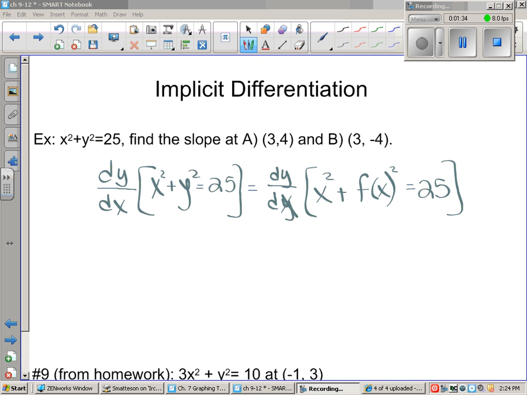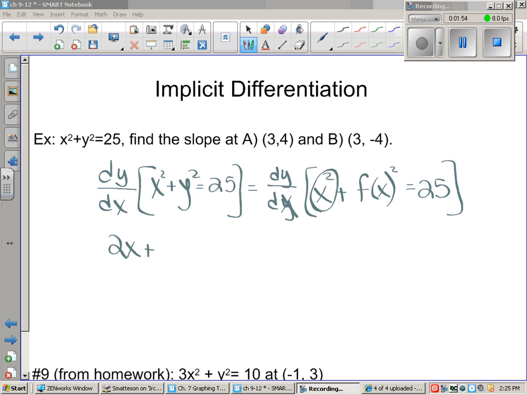So what I'm going to do now is find the derivative. And this is the derivative of y in respect to x. Everything is in terms of x. All right, so when I do the derivative, I am going to get 2x. That's obvious, right? The derivative of x squared is 2x, no problem.